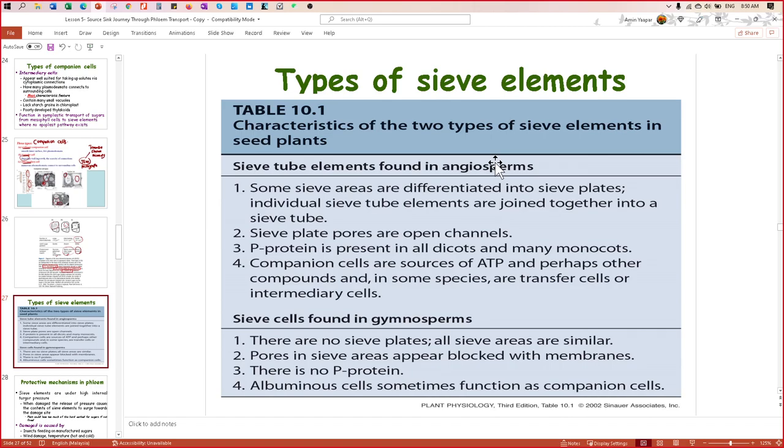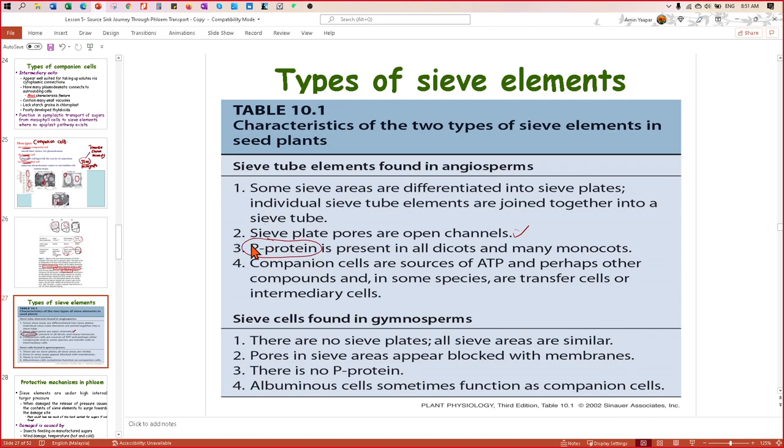Angiosperms are the commonly found trees, the fruit trees that we have, like your rubber trees, mango trees, orange trees, apple trees. These are all angiosperms. Gymnosperms are your pine, your Christmas tree, fir, spruce, cedar, and so on. How they differ is that the sieve plates are open channels, and also the presence of the P protein.